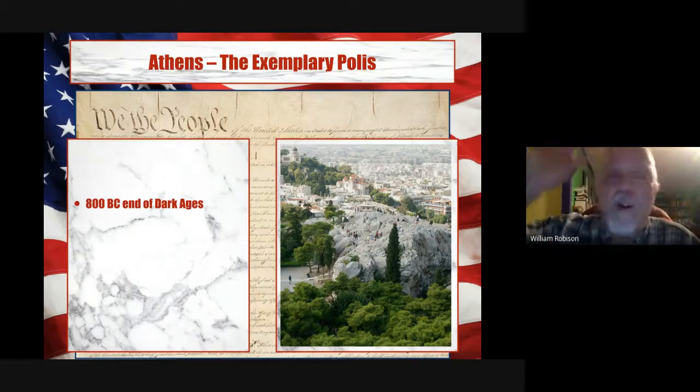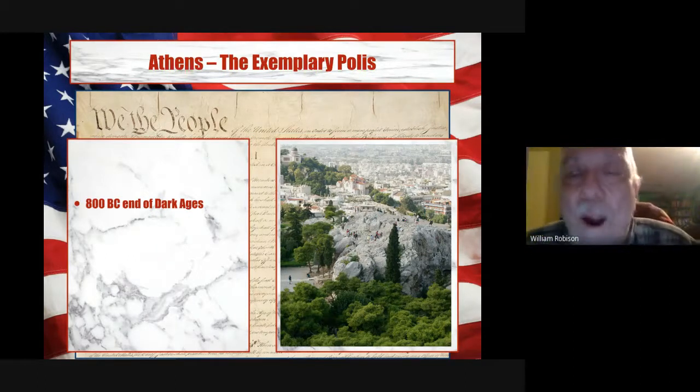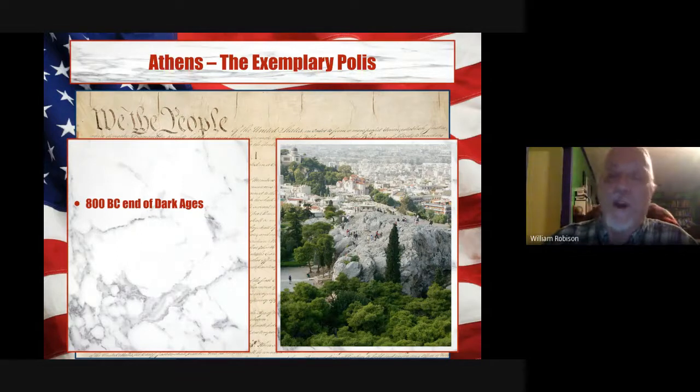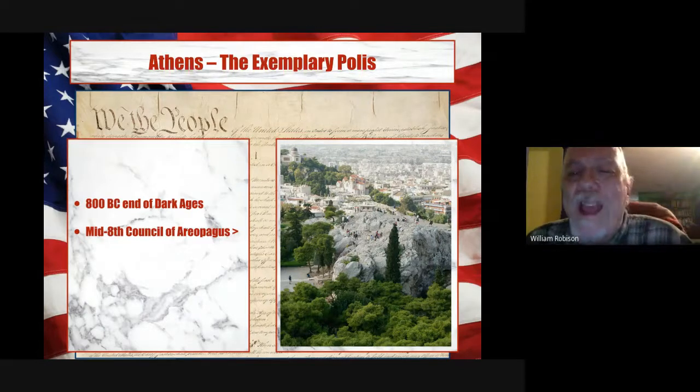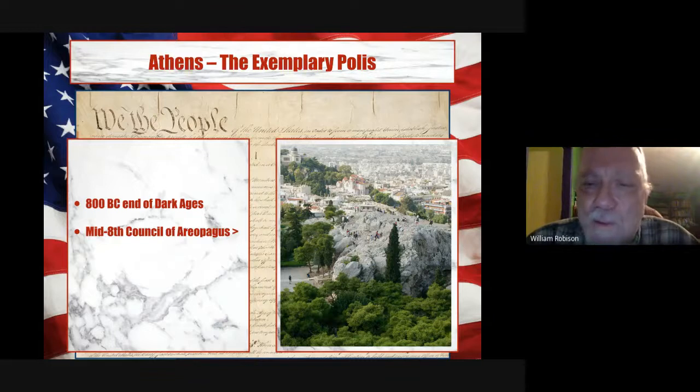Athens, traditionally, according to the Homeric version of things, comes out of the Dark Ages around 800 BC. We would talk about it in terms of the Bronze Age now. But by the middle of the 8th century, they had set up an alternative to royal power called the Council of the Areopagus, which used to meet where you see these people congregating in the picture on your screen.